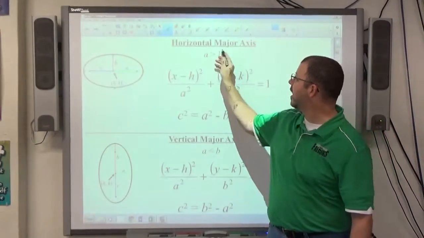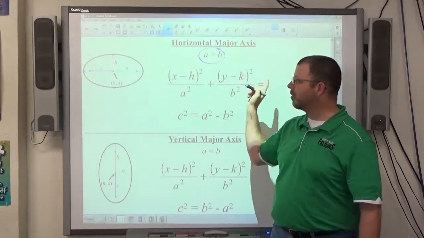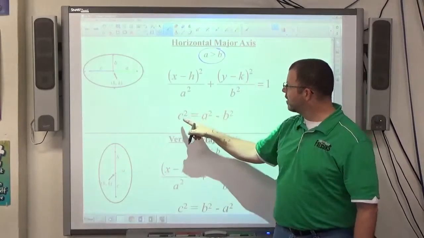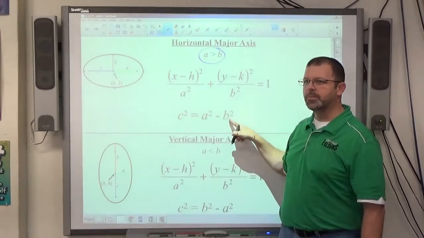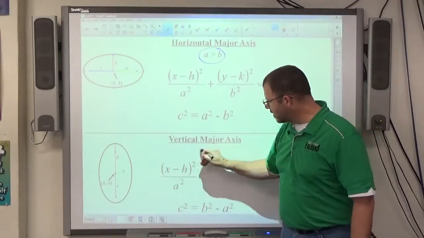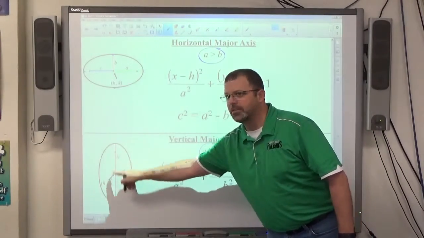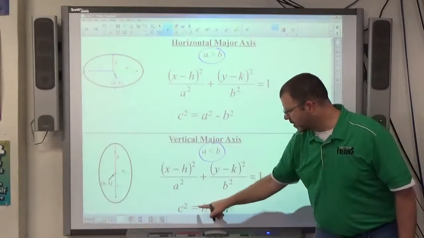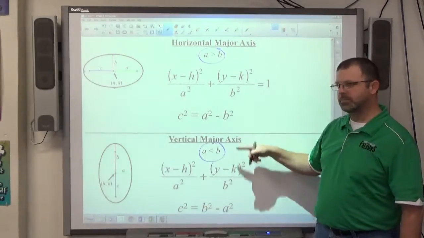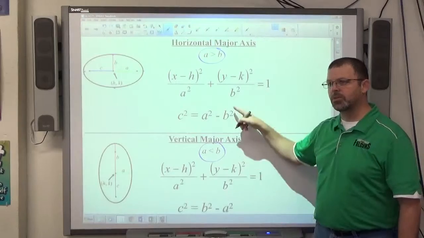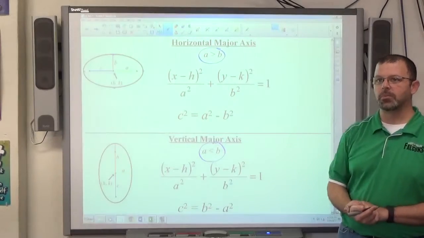So if we know that A is bigger than B, then we know C is going to be left and right, and C squared is going to be A squared minus B squared. If A is less than B, in other words B is bigger, then we're going to go up and down for C, the focal points, and C squared is going to be B squared minus A squared. It's always these 2 numbers subtracted, just the big minus the small.